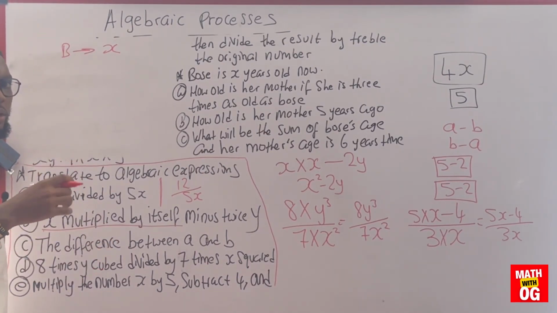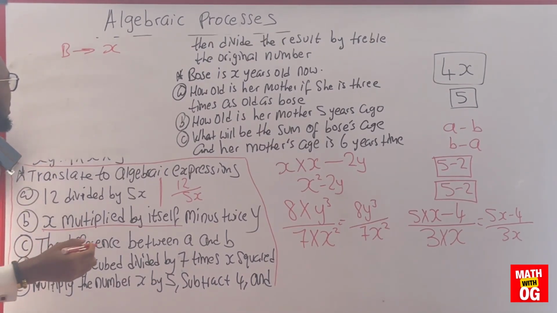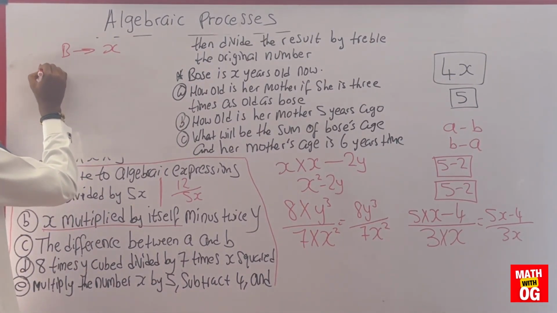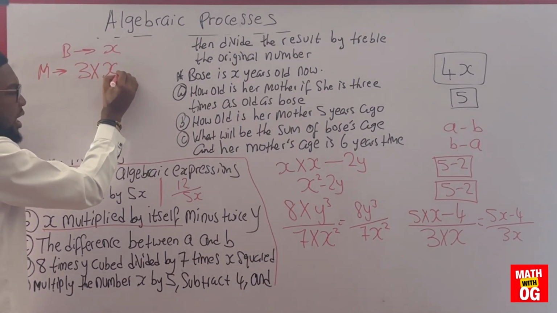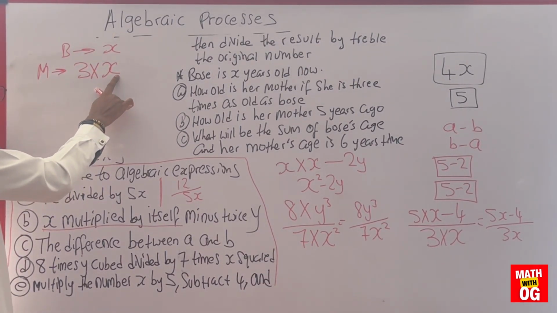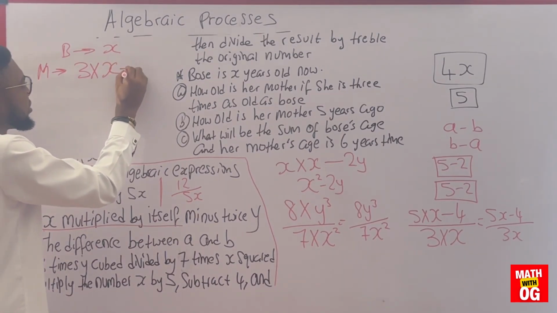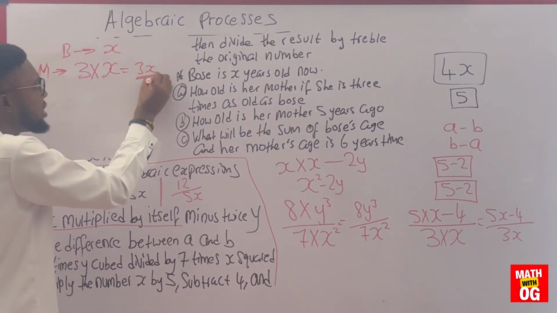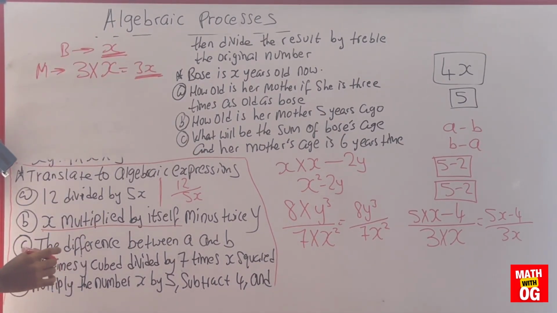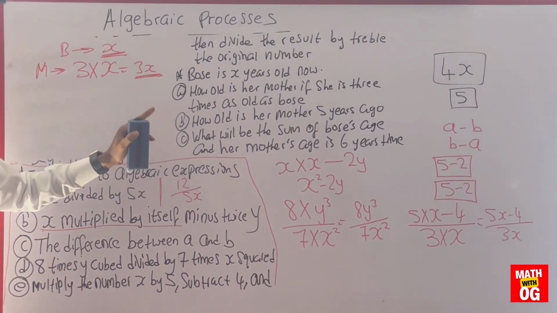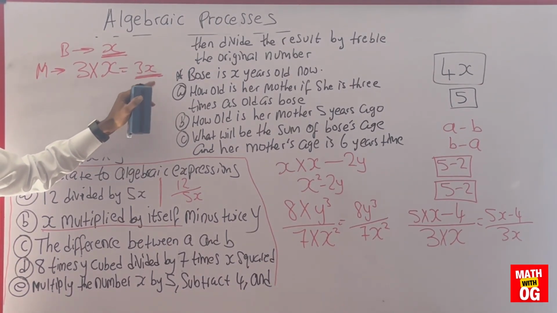So Bosse's mother is 3 times as old as Bosse. That is 3 times Bosse's age, and that will give us 3x. So this is the age of Bosse's mother, and this is Bosse's age. So we've answered the A part of the question.